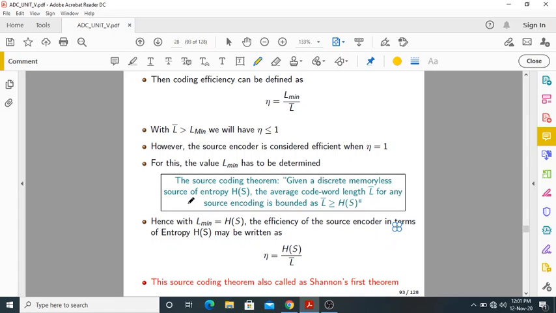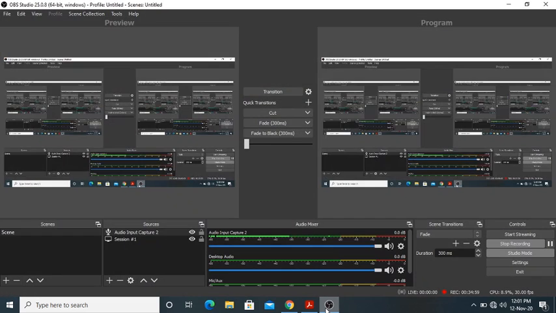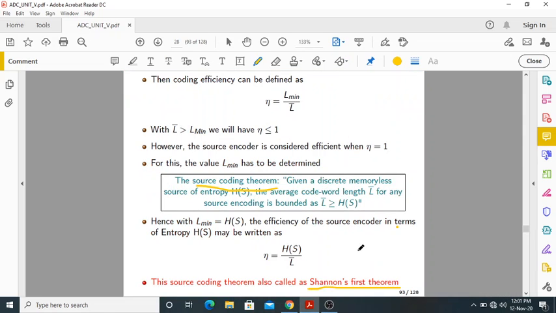This source coding theorem is given by the scientist Shannon. It is called Shannon's first theorem. What is the definition of the source coding theorem? The average code word length will always be more than or equal to the entropy of the discrete memoryless source. That is the simple definition of the source coding theorem. You must add that statement. That's it. Right, so we stop here. This is about the coding efficiency of the source encoder.